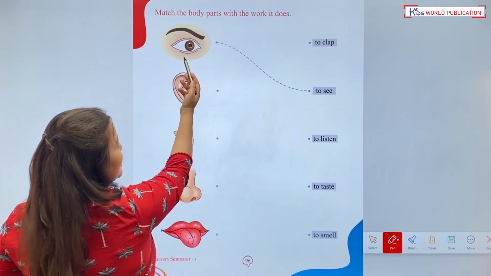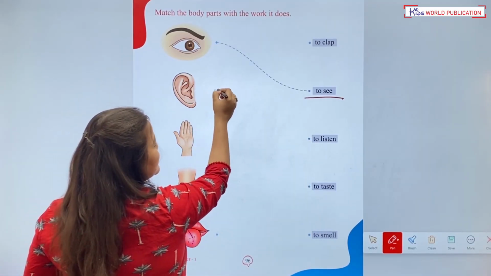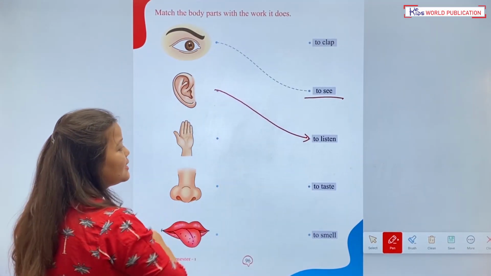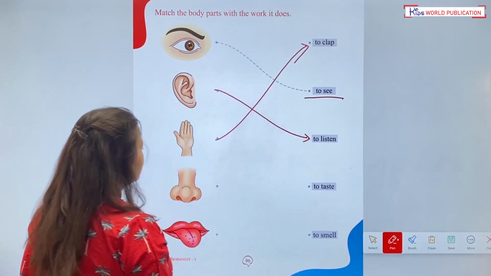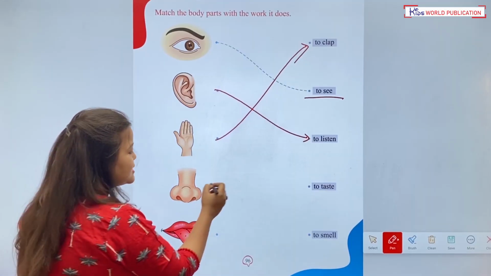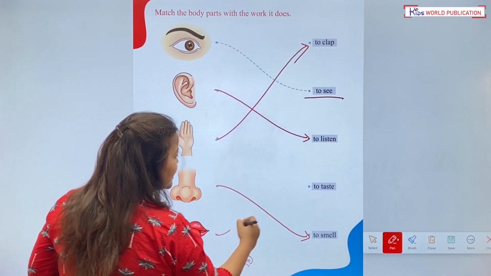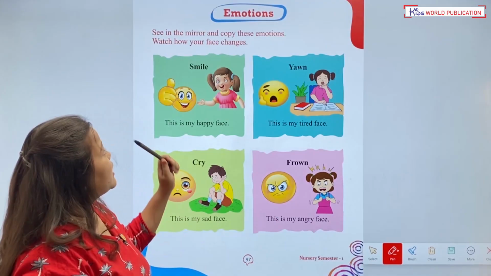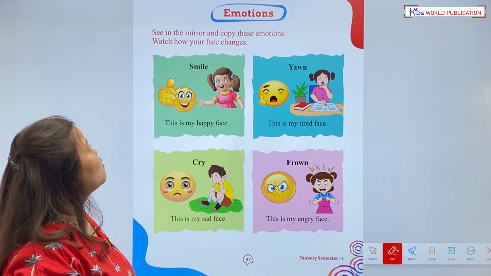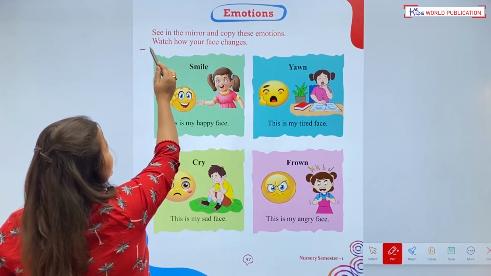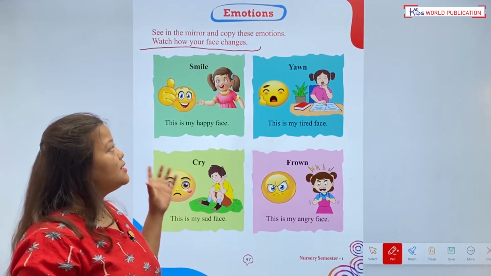For example, eye to see, ear to listen, hand to clap, nose to smell, tongue to taste. Emotions. See in the mirror and copy these emotions. Watch how your face changes. So kids, this is your activity. You will see your face in the mirror and then copy these emotions.